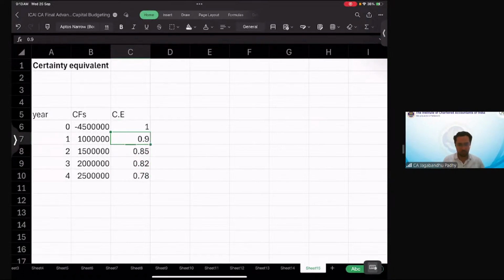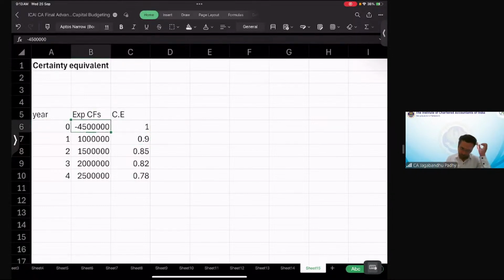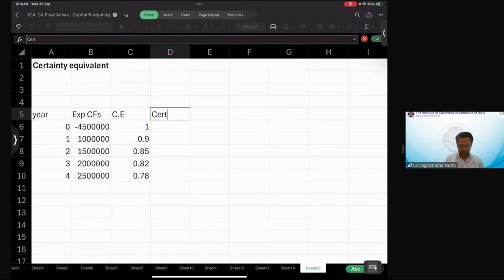And here, first year, of course, certainty equivalent is going to be 1. And these are our expected cash flows. So we say that 45 lakh is definitely what we are going to invest. But you know what? Out of this 10 lakh that you are expecting in year 1, I'm saying that 90% of this cash flow is certain. It is sure. 100% guarantee, sir, that 90% of this cash flow will be received by the company. So can you tell me what will be the certain cash flow?